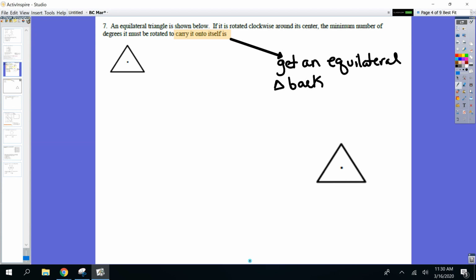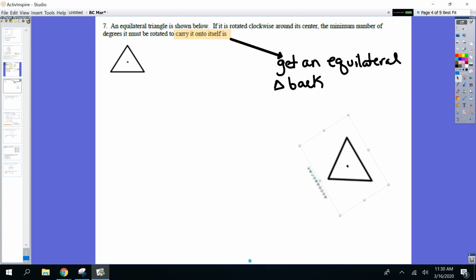So what is the minimum number of degrees I can rotate this triangle and get another equilateral triangle back? So what I did here is I copied this one out, and here's what I'm talking about. Everyone sees our equilateral triangle we started out with. That's not the same one we started with. I've got to keep rotating, rotating, rotating. Bam! There it is. I get that same one back.